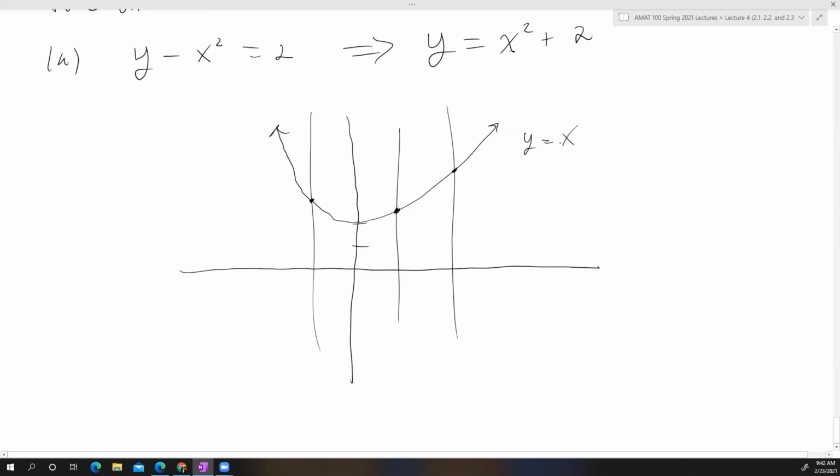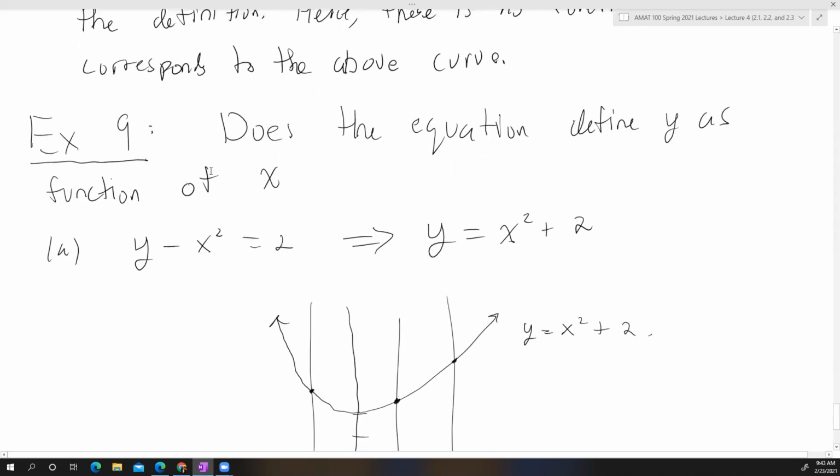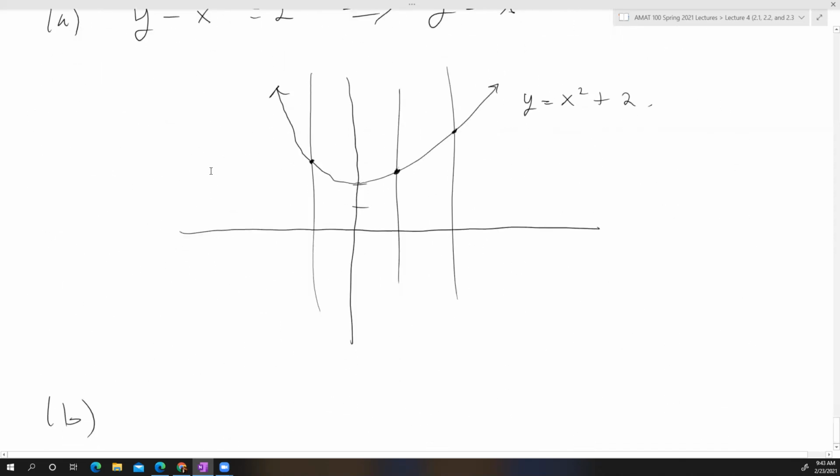And when you plot the equation, you see that it satisfies the vertical line test. Now let's look at part B. We're going to ask that same question: does the equation define y as a function of x? So the equation is the equation of a circle. You can see the circle is centered at 0, 0, and the radius is equal to 2.